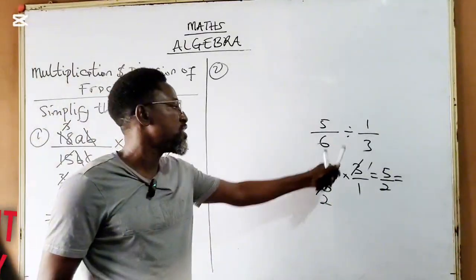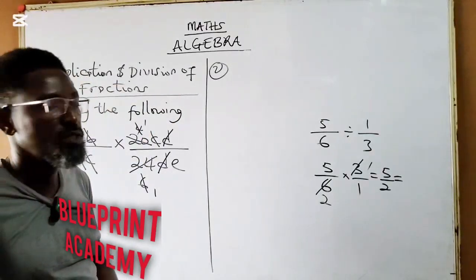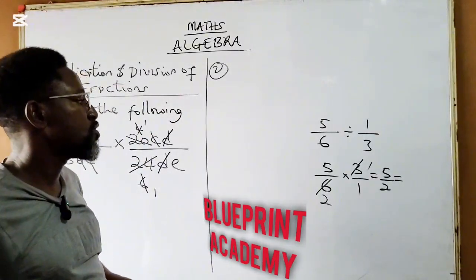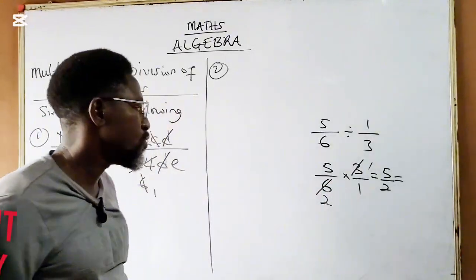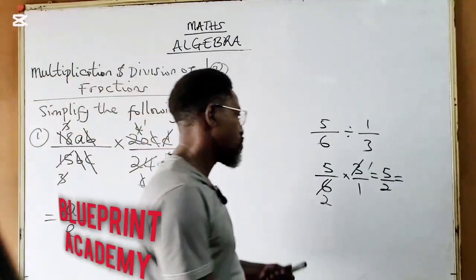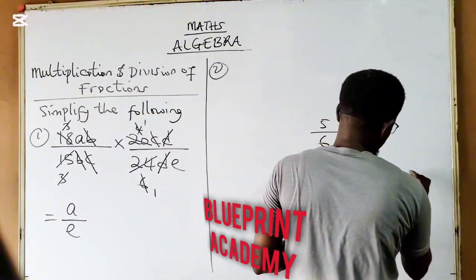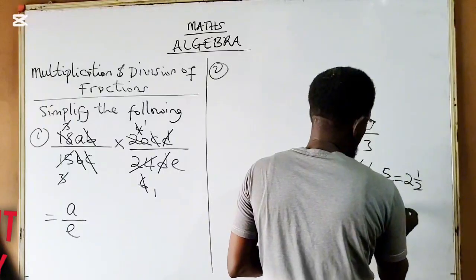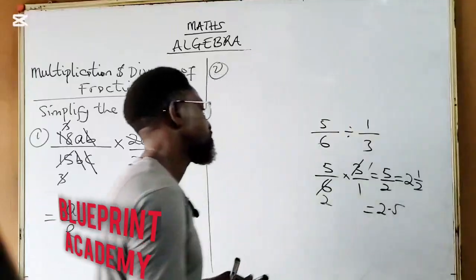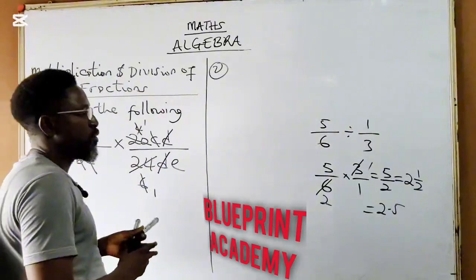Always remember, anytime you change division to multiplication, you will need to invert. So this one, if you feel like, you can write as 2 and 1 over 2, or you can write it as 2.5.